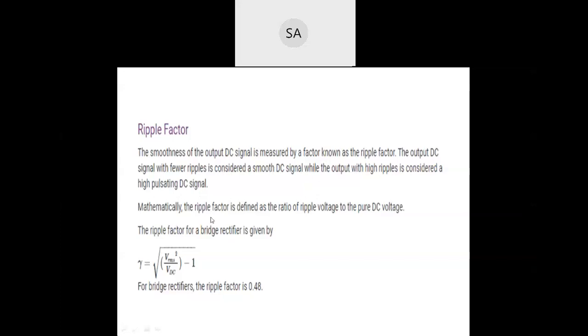Mathematically, the ripple factor is defined as the ratio of the AC voltage to the pure DC voltage. So we have IRMS by IDC or VRMS by VDC. The ripple factor for a bridge rectifier is given by this equation. It is the same as for the center tapped full wave rectifier, the ripple factor is 0.48.